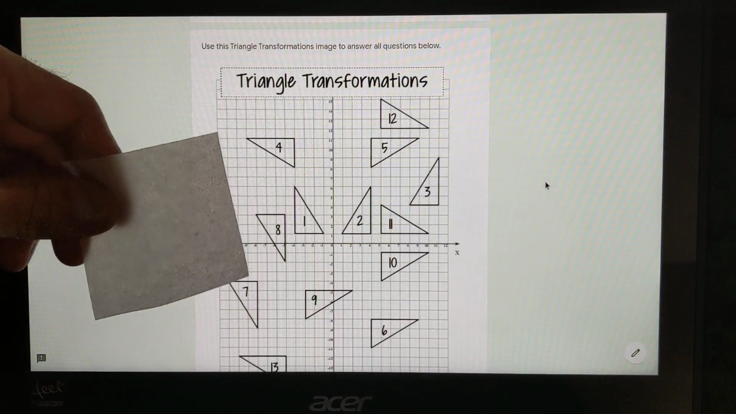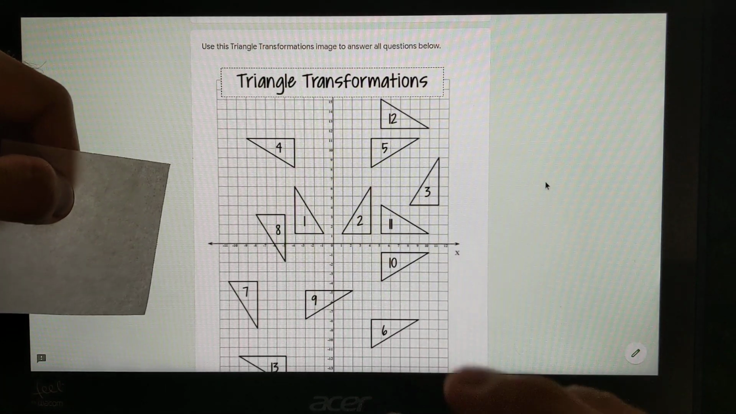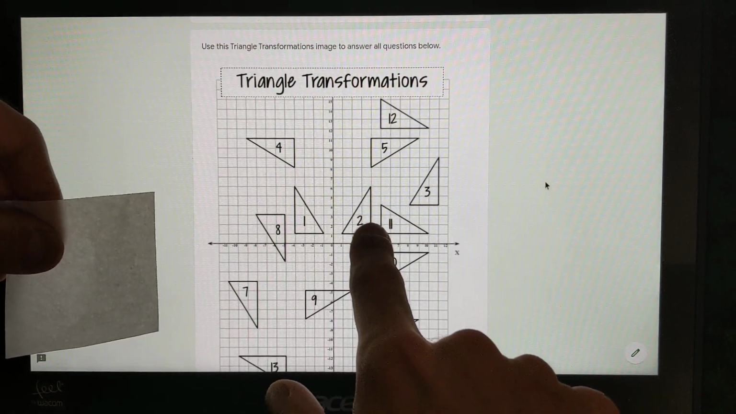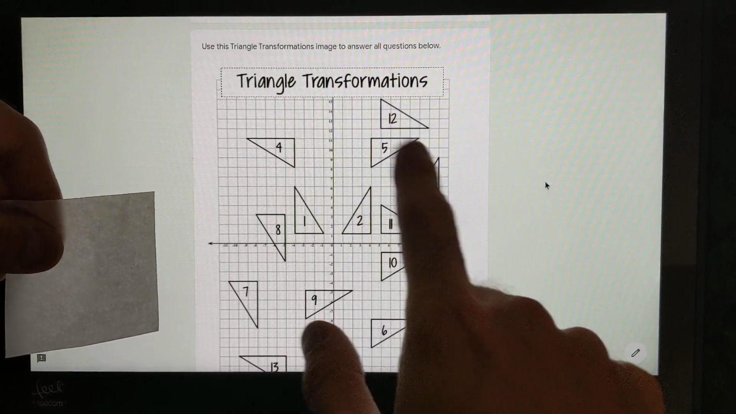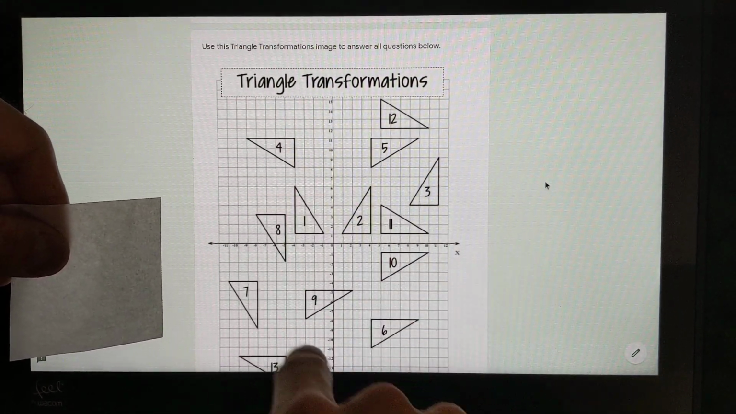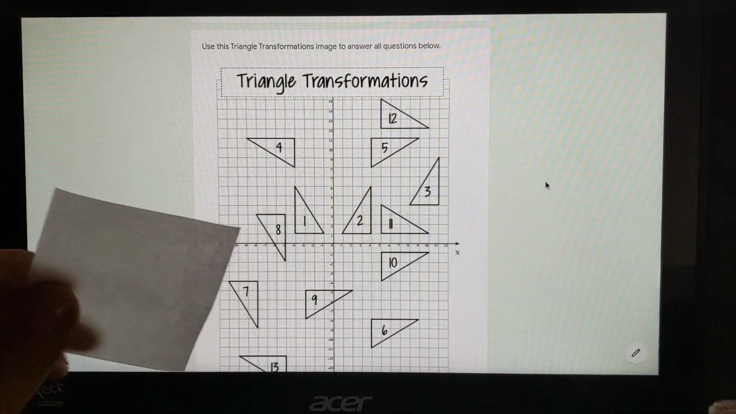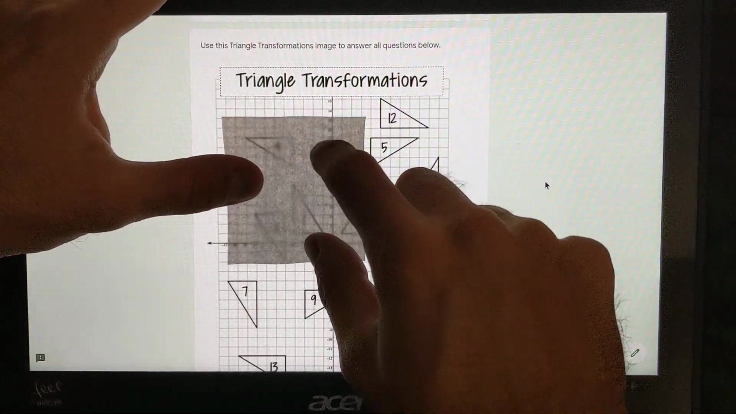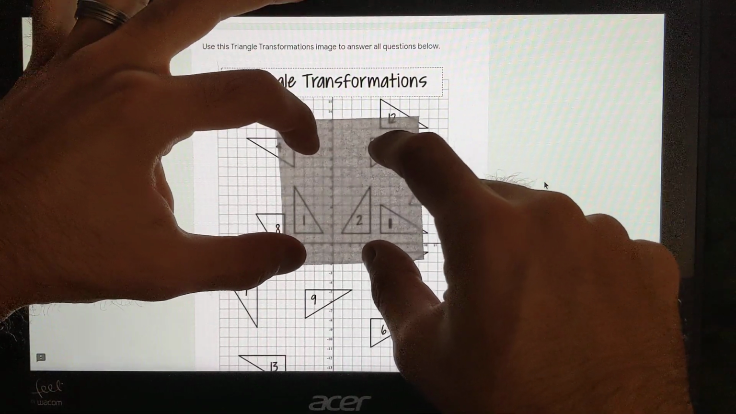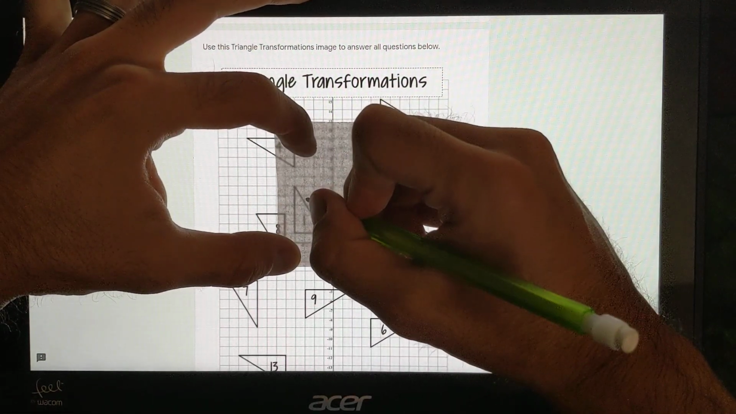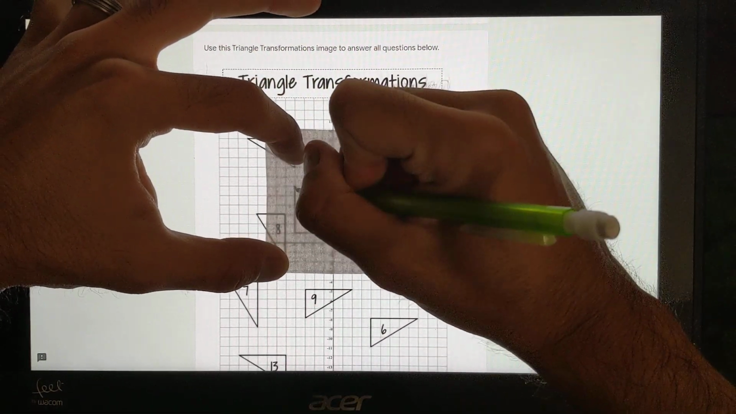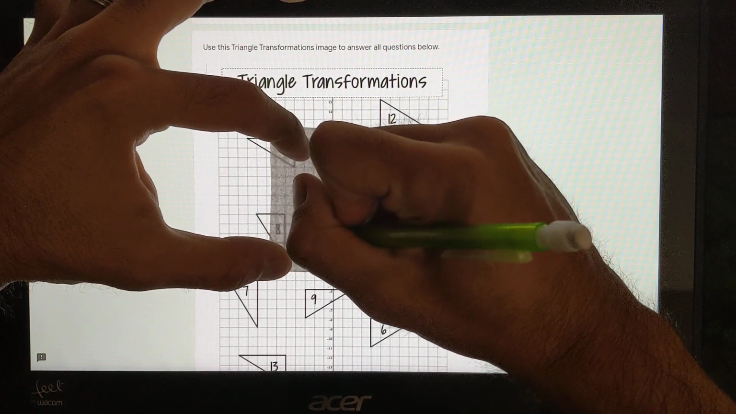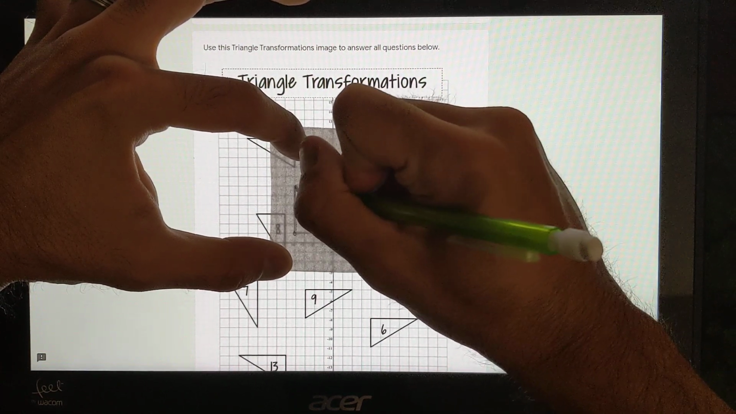So for this assignment, your goal is to determine the transformation that takes place to get from triangle to triangle. So from 1 to 2, 2 to 3, or even like 4 to 5, 8 to 9, etc. If you have your wax paper, what I want you to do right now is turn up the brightness on your Chromebook and then place your wax paper over triangle 1 and then trace over it. I like to start with the vertices, the corners here, and then draw my lines through.